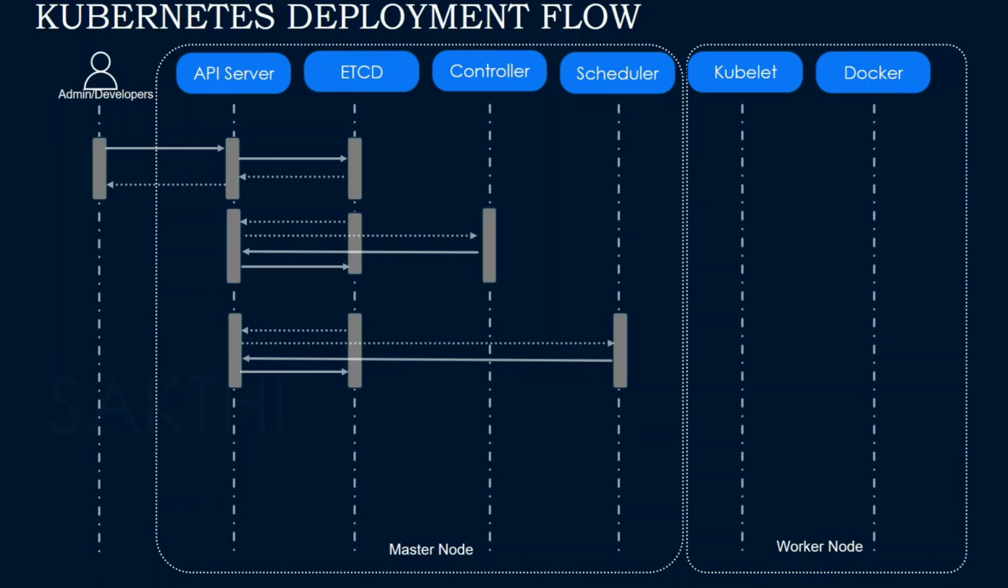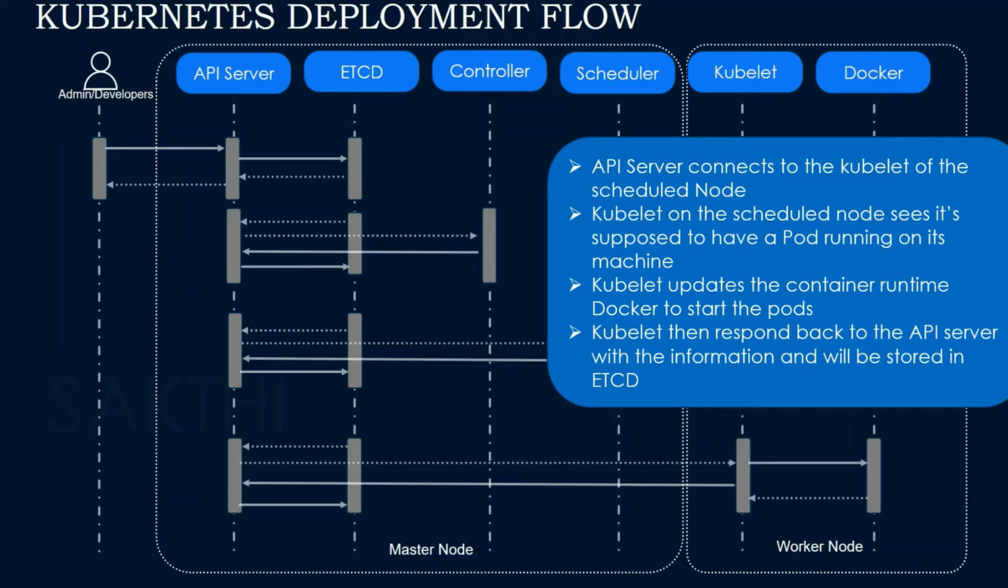Now comes the fourth part where the real deployment of the pods happens. Now the API server connects to the kubelet of the scheduled node. Then kubelet gets the information from the API server and it knows that there should be a pod running in the machine. So in turn, kubelet connects to the Docker or the container runtime engine and it updates to start the required pods. When the pods are created, the kubelet gets the information and sends to the API server with the successful creation and in turn the information will be stored in the etcd for any further querying.